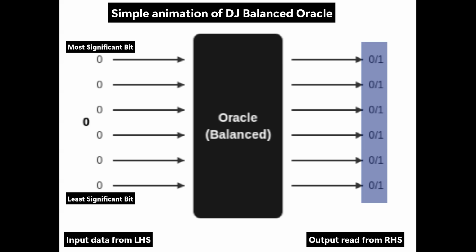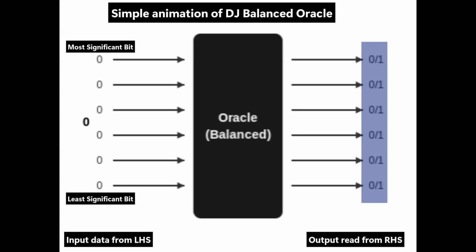So that spans from 0 to 2 to the power of 6, which is 64. Essentially, we have a counter that generates numbers ranging from 0, 1, 2, 3, 4, and so on up to 64. We first input the 6-bit binary string that's 6 zeros. Since the oracle is balanced, it should return 6 zeros at the output.